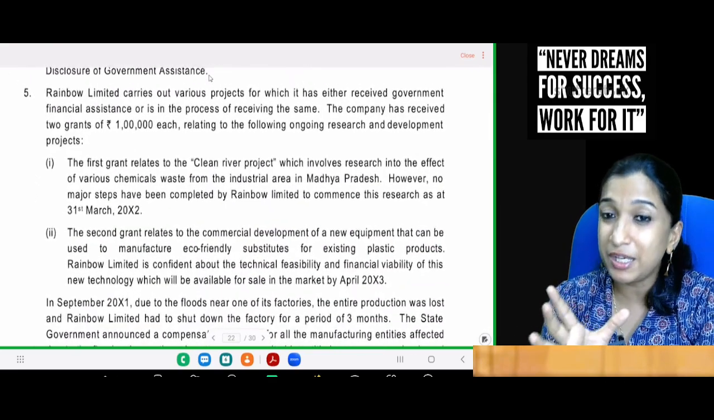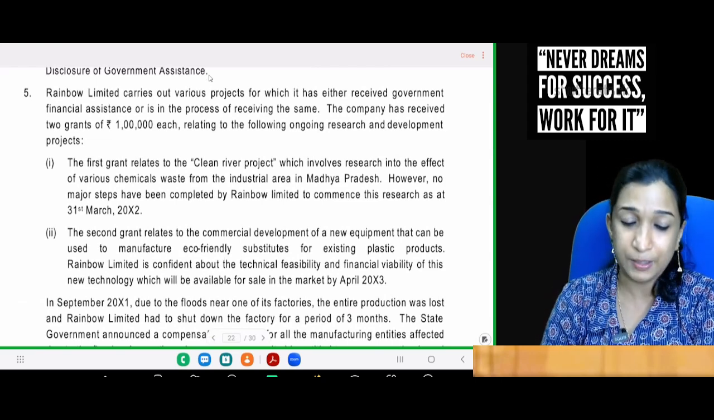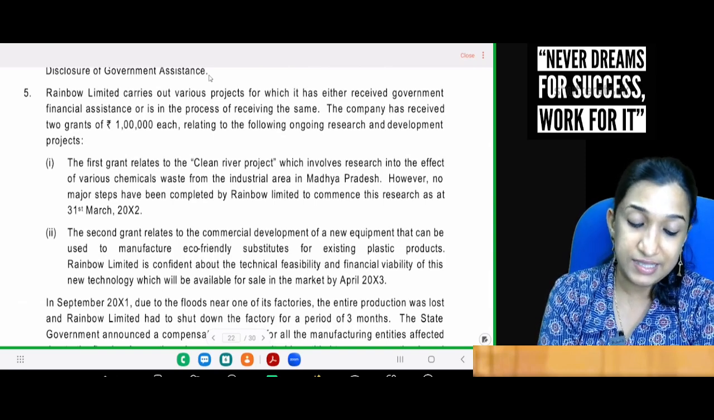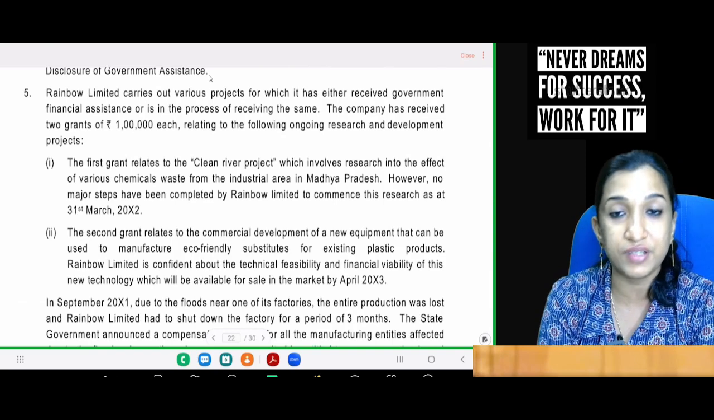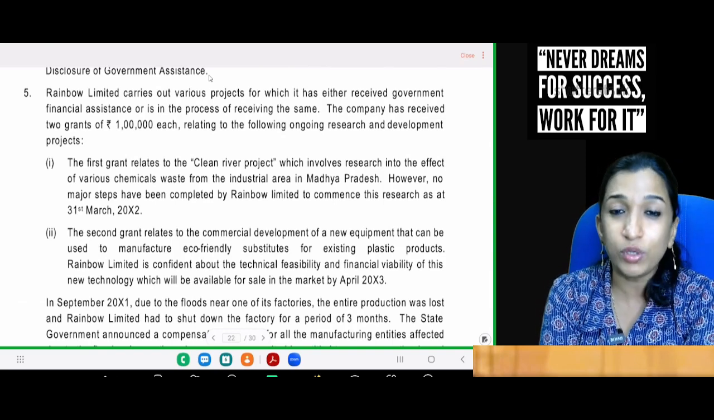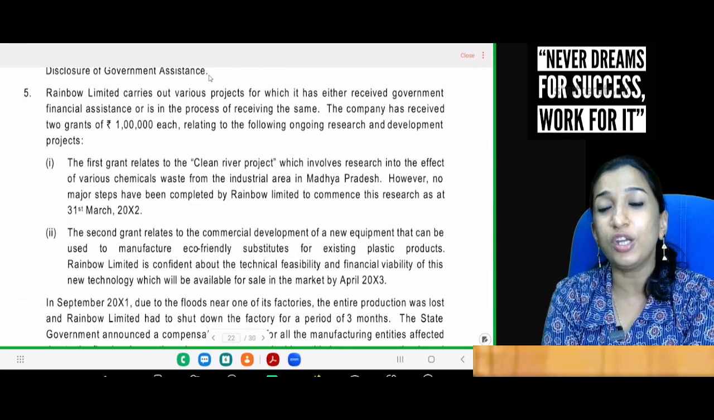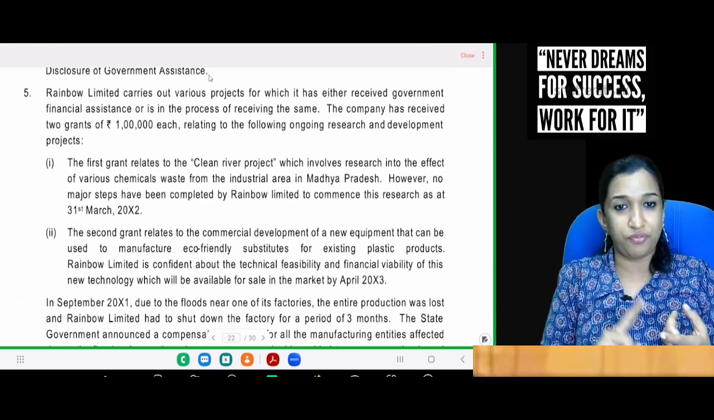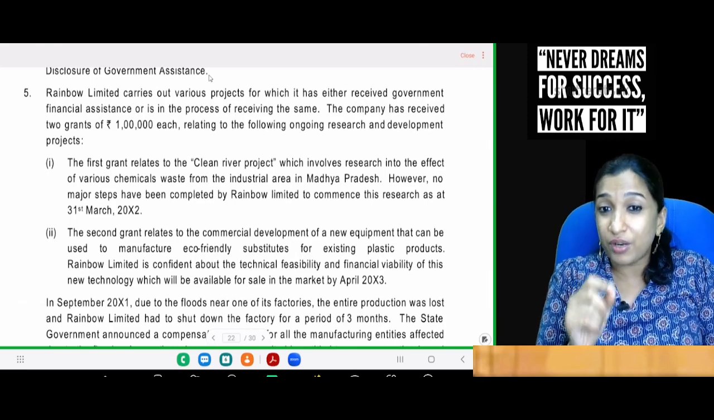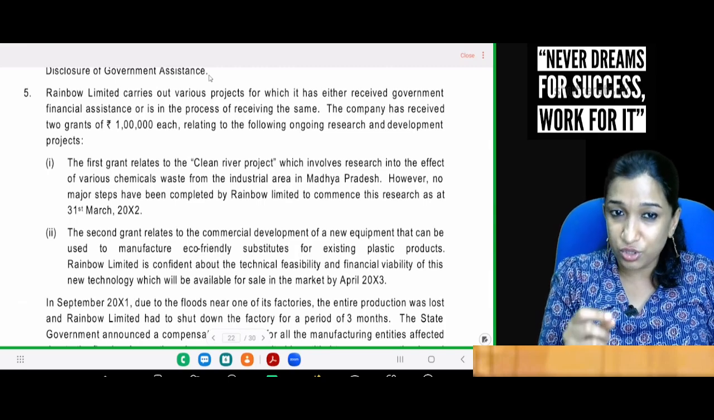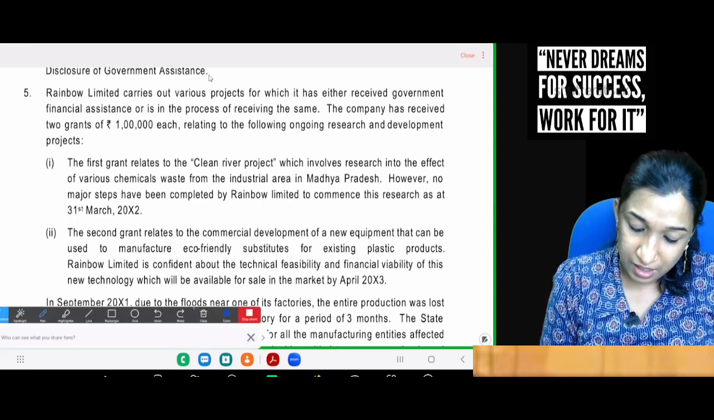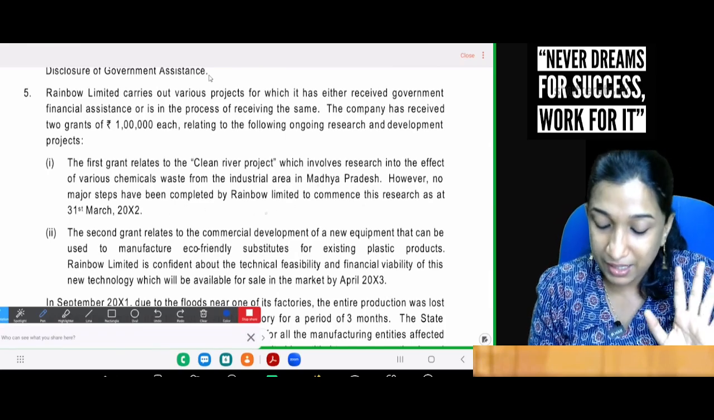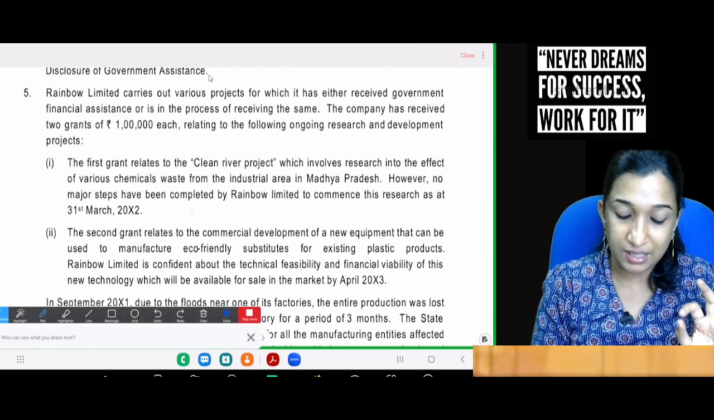So this appears to be a big question, also an exam question, but it is very easy. Rainbow Limited carries out various projects for which it has either received government financial assistance or is in the process of receiving the same. The company has received 2 grants of 1 lakh each relating to the following ongoing research and development projects. Okay, you got already 2 grants of 1 lakh each. Fine. The first grant relates to the Clean River project, which involves research into the effect of various chemical waste from the industrial area in Madhya Pradesh. However, no major steps have been completed by Rainbow to commence this research as at 31st March 2012.